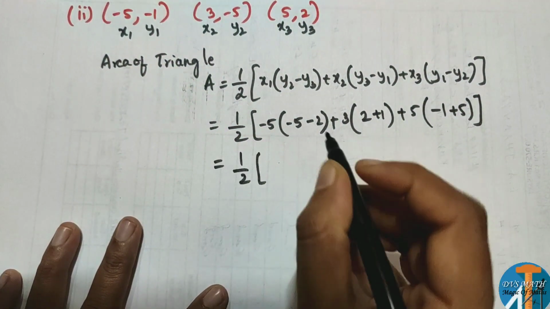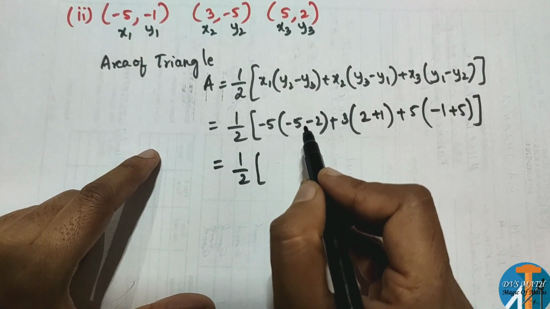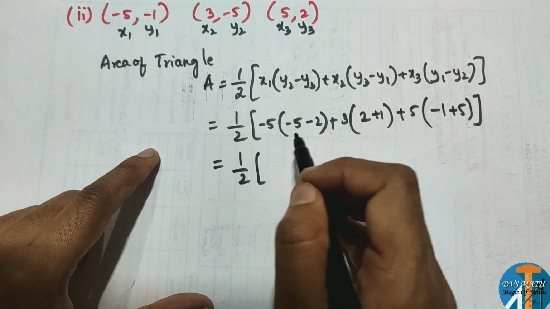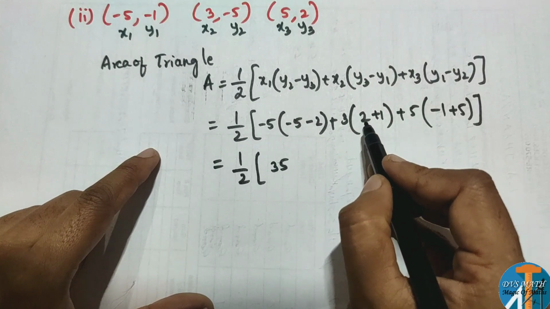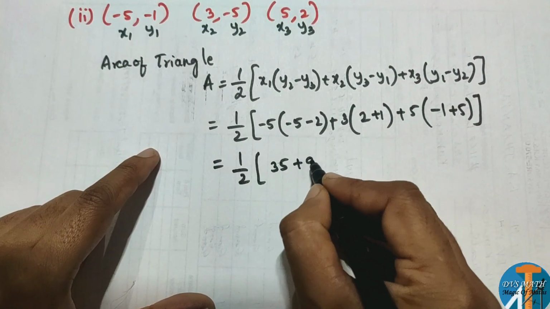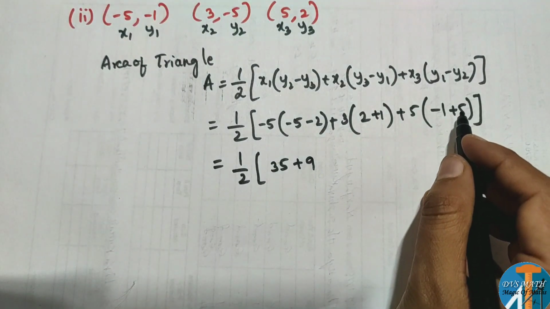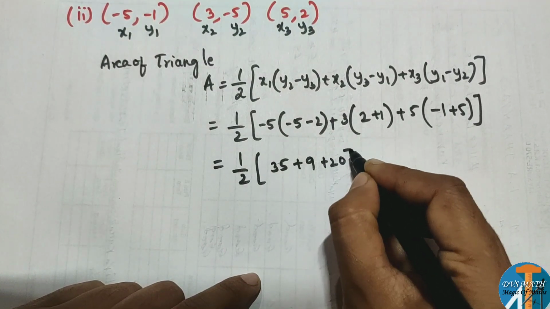Half of minus 5 minus 2, which you will get as minus 7, minus 7 into minus 5. Observe, minus into minus is plus, 7 5s are 35. Next, 2 plus 1 is 3, 3 3s are 9. Again, minus 1 plus 5 will give plus 4. 4 5s are 20.